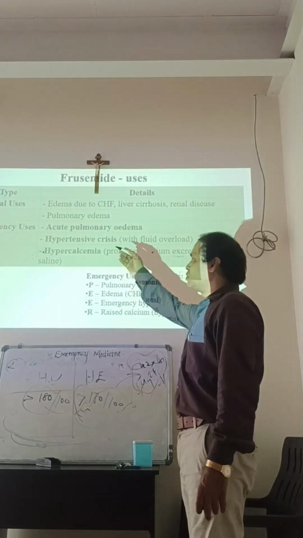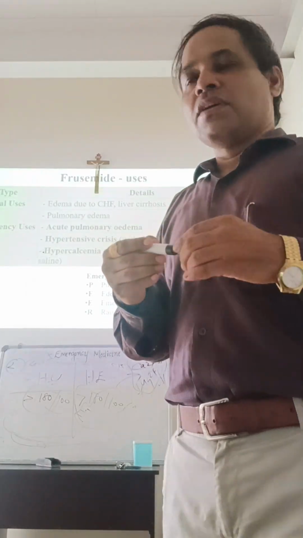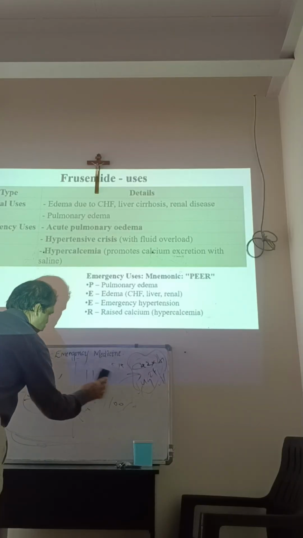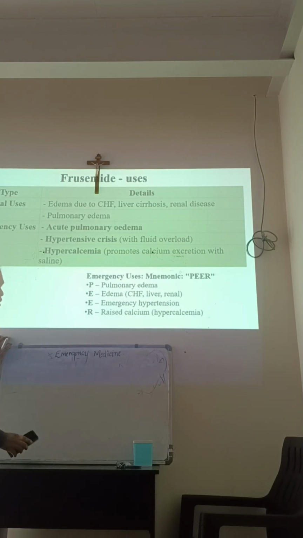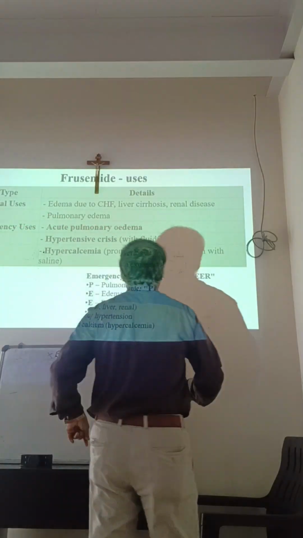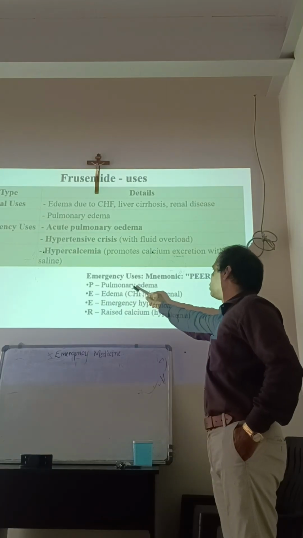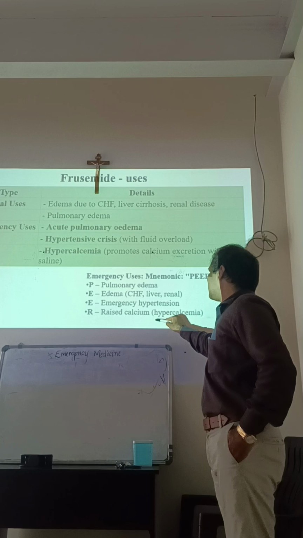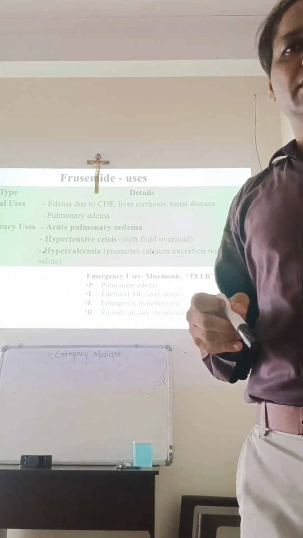So what are the adverse effects of this? Now you can tell, because I know its action, I know its adverse effects also. And as you told, hypokalemia. Why hypokalemia occurs? I will tell it after telling the uses. So remember the emergency uses: pulmonary edema due to CHF, liver failure, renal conditions, hypertensive emergency, raised calcium. All these are emergency uses of your loop diuretics.